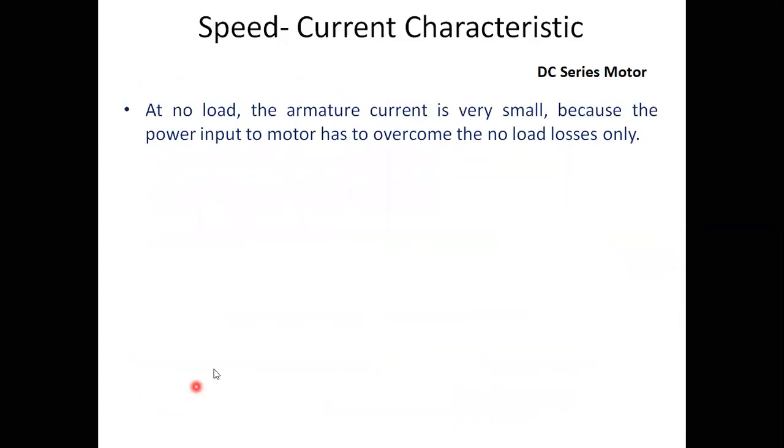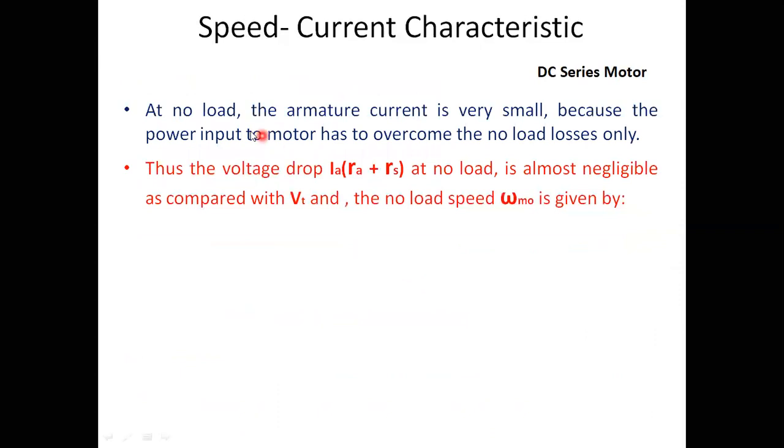Speed current characteristics: at no load, the armature current is very small. Because of this, power input to the motor has to overcome the no load losses only. Thus, the voltage drop Ia into (Ra plus Rs) at no load is almost negligible as compared to Vt, and hence no load speed omega m0 will be given by omega m0 is equal to Vt by Ka phi, which is Vt by Ka into C Ia, as phi is replaced with C Ia.